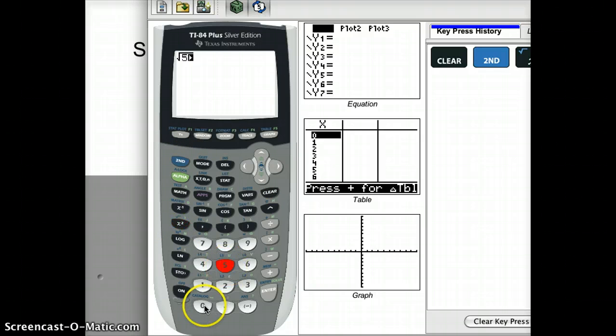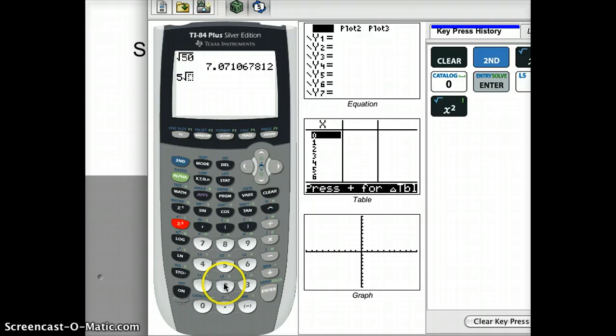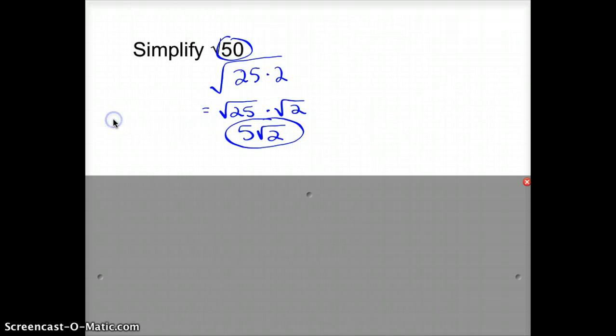Okay, and I'd find a decimal approximation for that, about 7.07. And then I would do 5 square root 2, okay, which is what I thought it was. And you're going to notice that it's still 7.07. Okay, so these two numbers, they're equivalent. They equal the same thing, but 5 square root 2 is considered simplified.